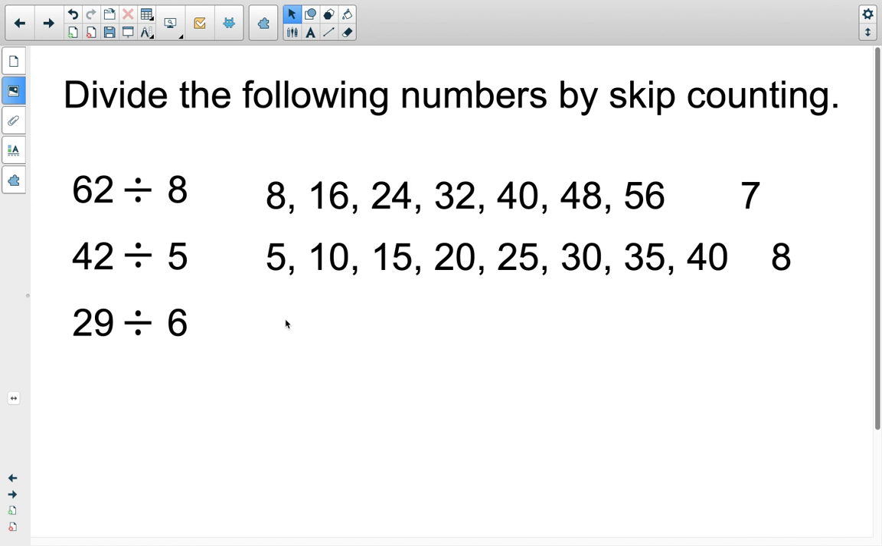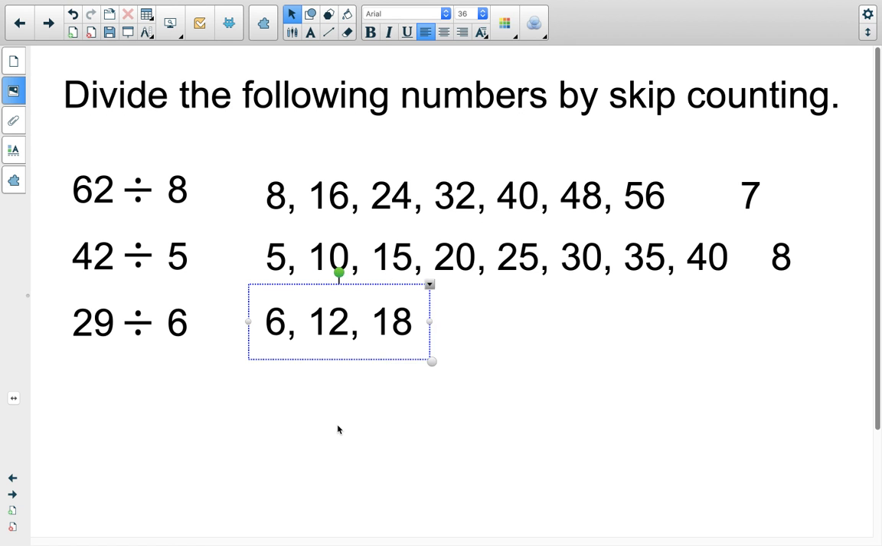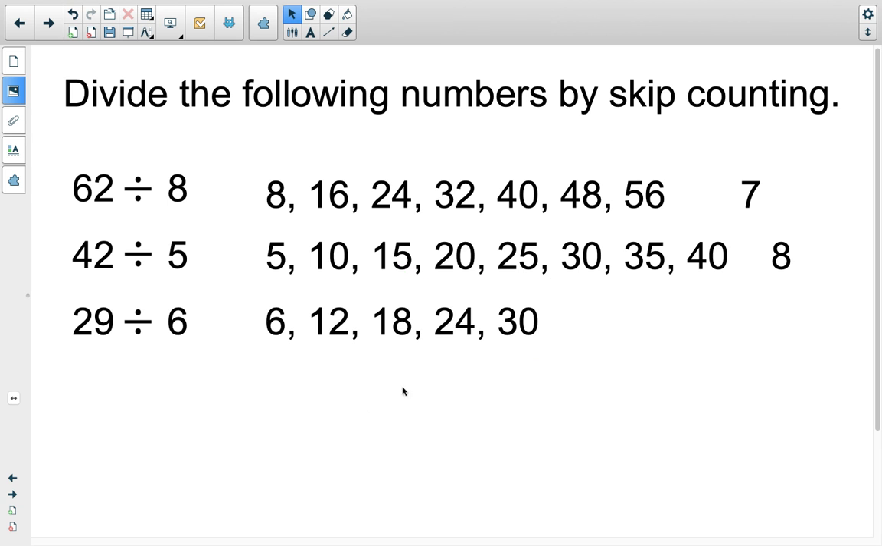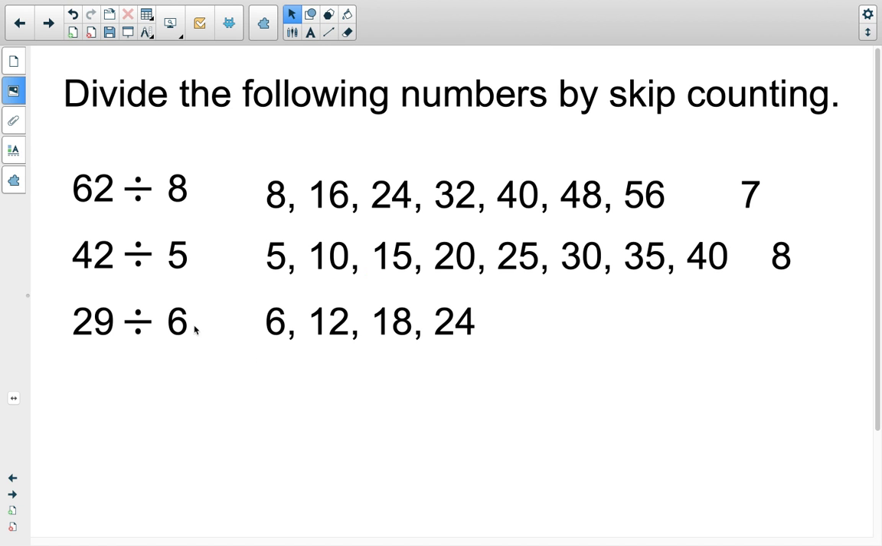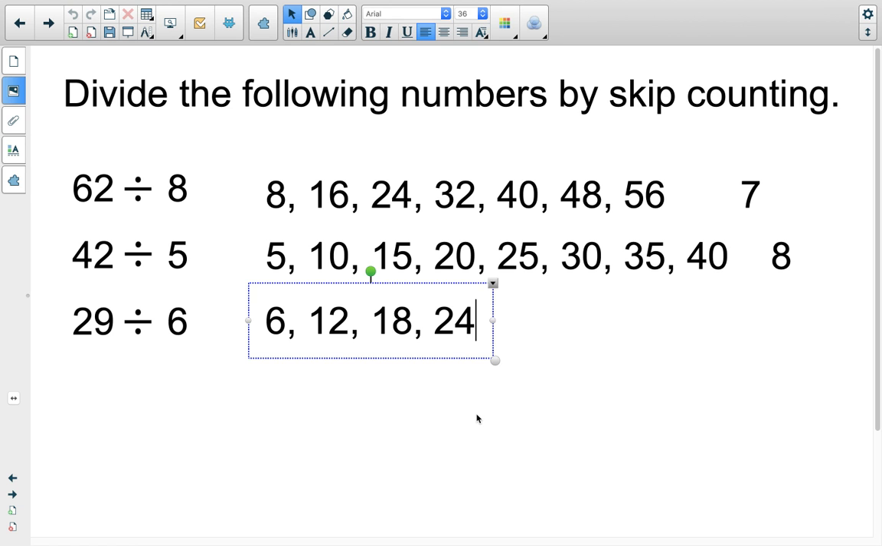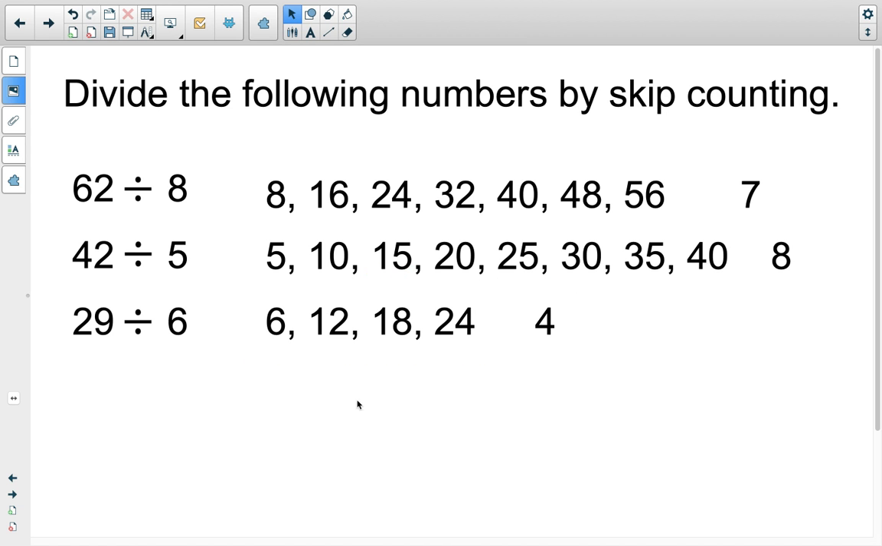And we're going to do the sixth one over here with 29. Start with 6, 12, 18, 24, 30. Oops, went too far. So this 30 gets knocked off. And we know that 6 into 29 goes 1, 2, 3, 4 times. So the answer there is 4.